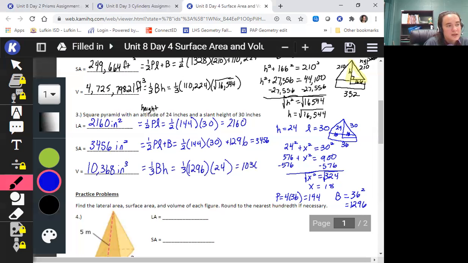So please write down your formulas as you go. Make sure that you find your perimeter, your slant height, your area of base, and your height before you plug in anything. And make sure that your lateral area and your surface area are your units squared and your volume is your units cubed. Remember that when you type this in to the computer, if you were typing this volume in, it'd be a 10,368 IN, the caret symbol, which is above the 6, and then a 3 to cube it.